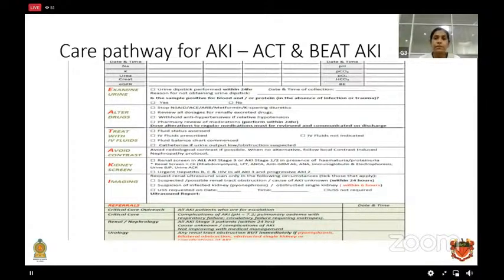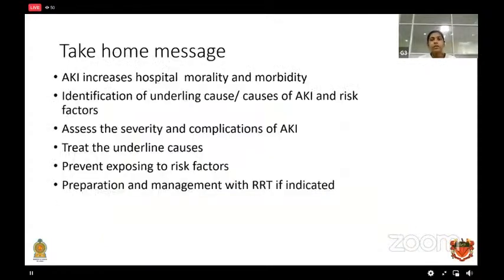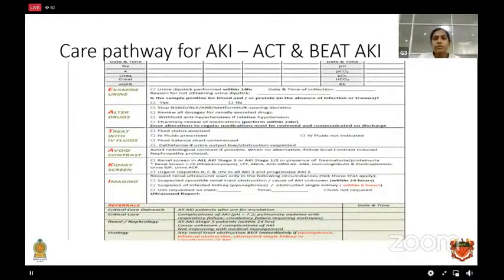So this is a beat AKI. I think you can see this. So this is a whole summary. If you download this and keep it in your ward, that is a good thing. So it is simple. It is not rocket science.